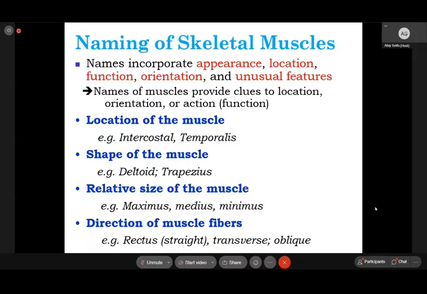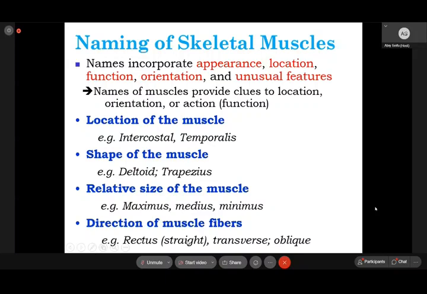The other is the direction of muscles. That means the orientation of fibers. It may be straight, it may be transverse, it may be oblique. So the names of the muscles may include those features. For instance, rectus abdominis muscle.